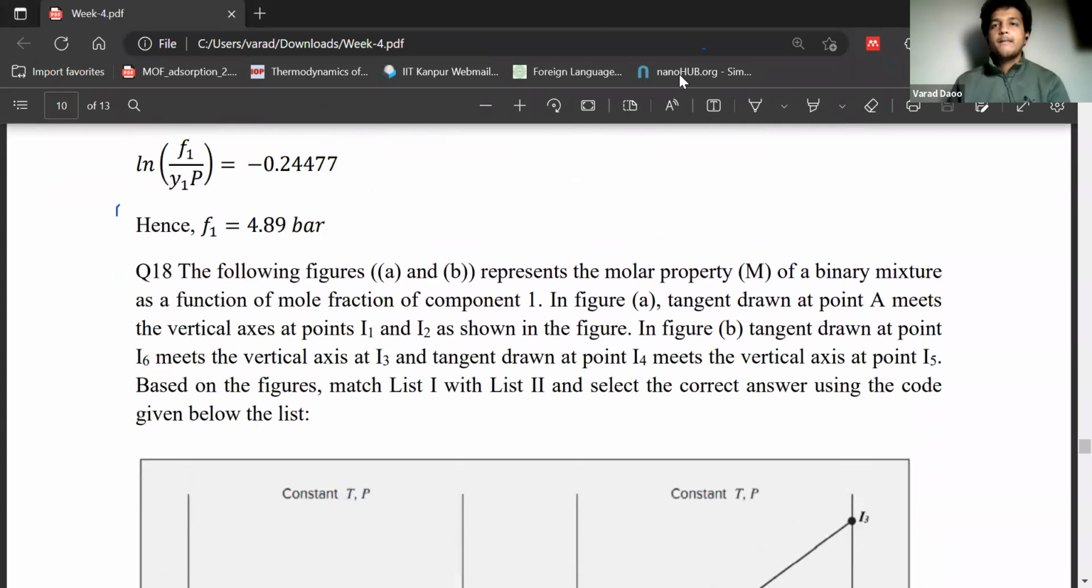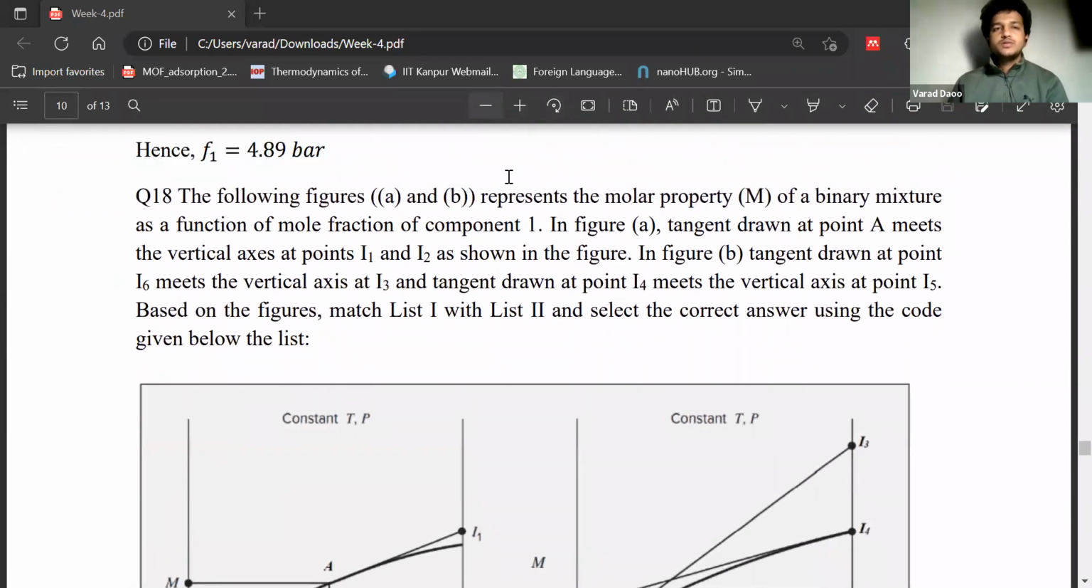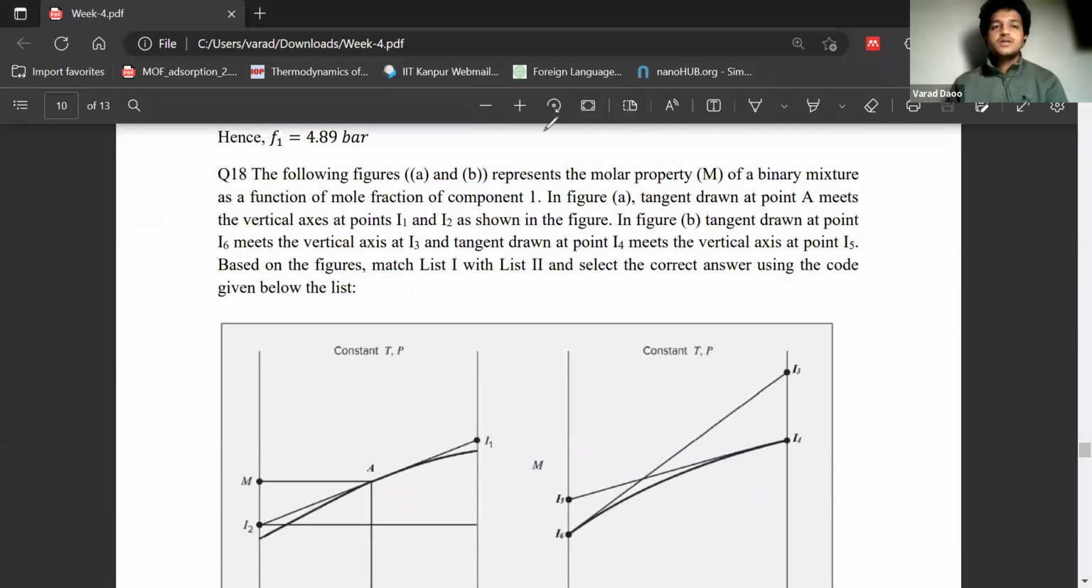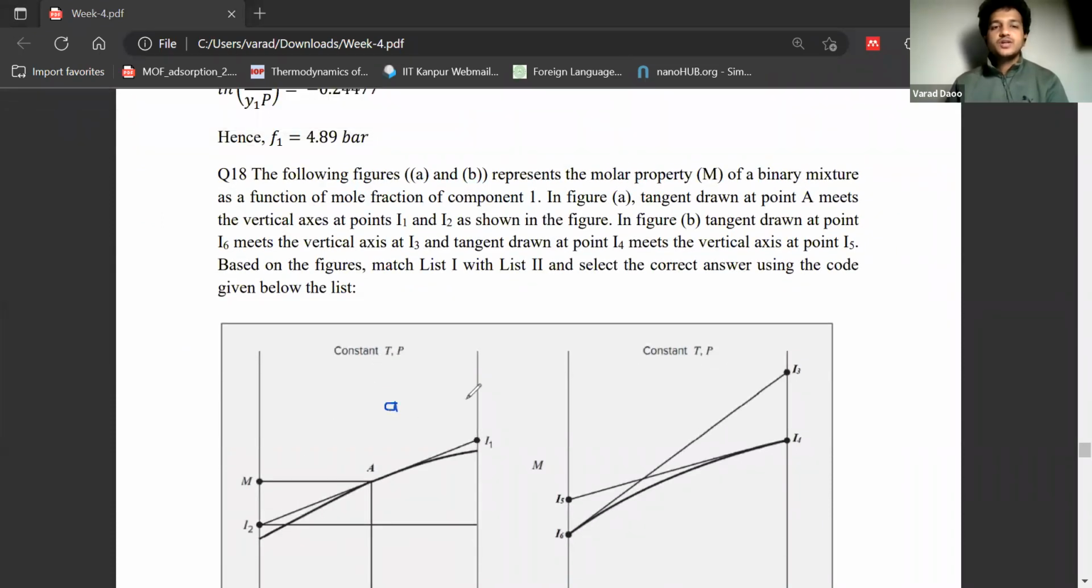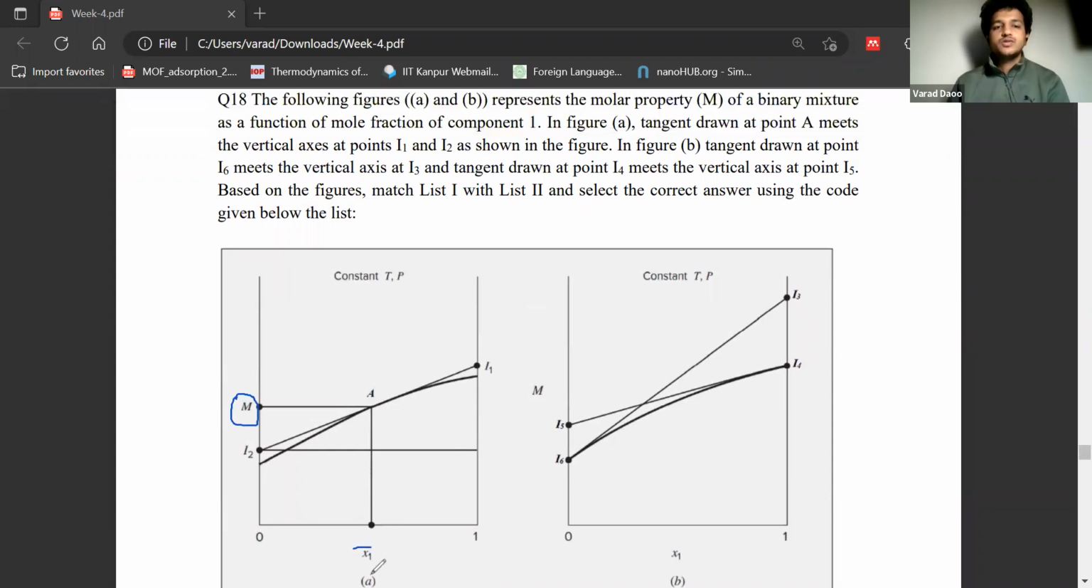What is the question? What we are given is, this is a bigger question, so let me just zoom out. We are given the following figure, figure A and figure B, which represent the molar property M of a binary mixture as a function of mole fraction of component 1. So this is x1, M versus x1.